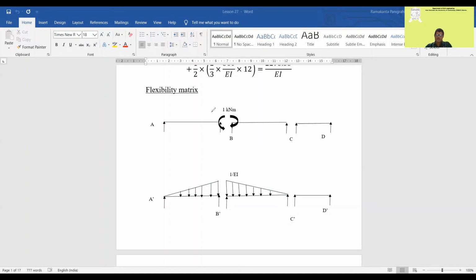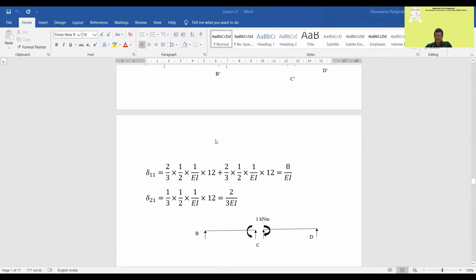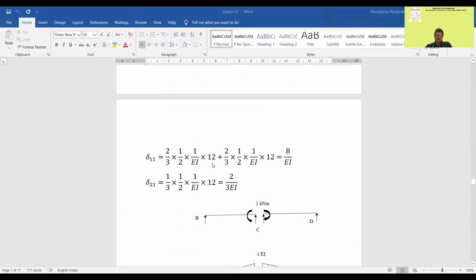You can see 2/3 from this side, 2/3 from this side. All spans are 12. So 2/3 of half of 1 by EI. For delta 2/1, you take 1/3 of it. So here the spans are the same, so you are putting 12 and 12. If the spans are different, then you have to put the value. This is nothing but the L value.